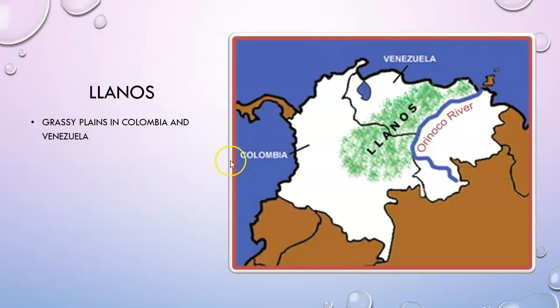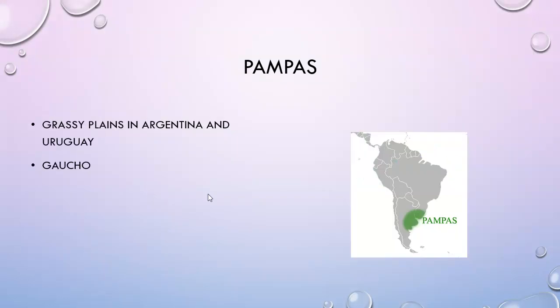The Llanos is this grassy plains area up here in Colombia and Venezuela. The Pampas area is also a grassland area down in Argentina and Uruguay. And this is where the idea of the gaucho, or the cowboy, comes into play in South America. You have a lot of cattle raising in this Pampas region.